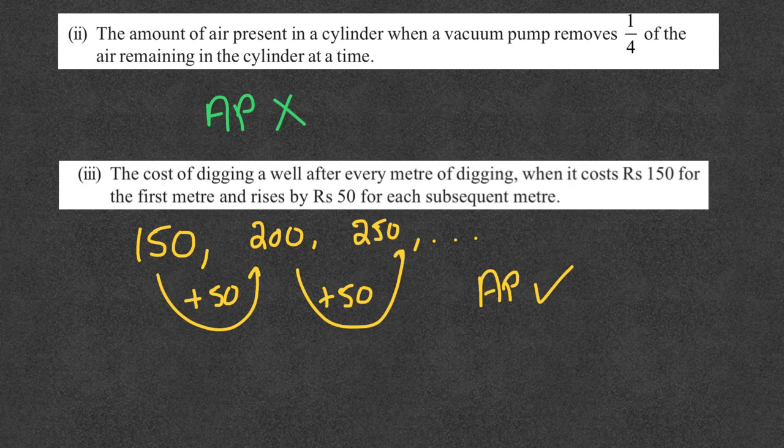What is the first term over here? It's 150. And what is the common difference over here? It is 50 rupees. So this is an arithmetic progression.